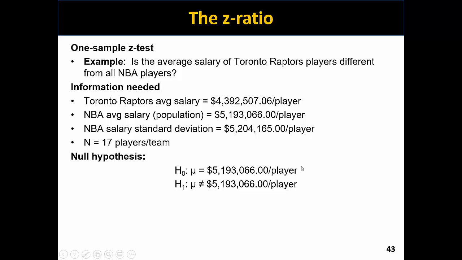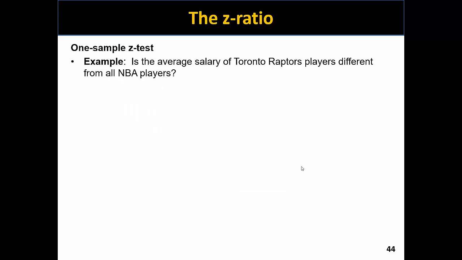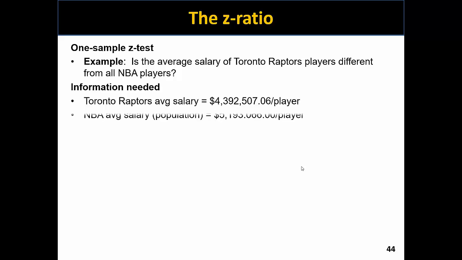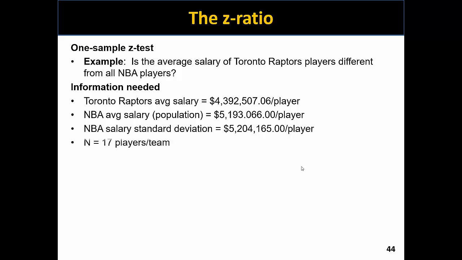So carrying through with our one sample z-test, we have our information in terms of the average salary of the Raptors, the population average, the population standard deviation, and the number of players on the team. And so we use the prescribed equation for the one sample z-test. We look at our data, and we look at what needs to be substituted. We find the average salary for the Toronto Raptors. It's over $4.3 million. We put that in here.